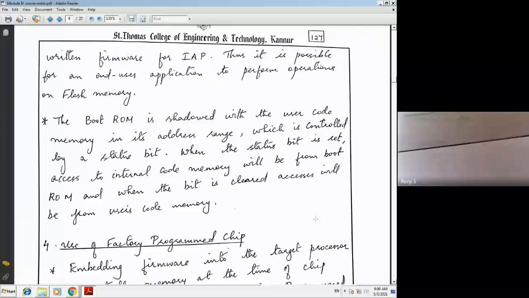That means there is a bit called the status bit. When it is set, the internal code memory is accessed from the boot ROM, and when the bit is cleared, the access will be from the user's code memory. Since the user as well as the embedded application is using the same code memory, the status bit determines the access: if set, from the boot ROM, and if cleared, from the user's code memory, so that users can change the code partially.